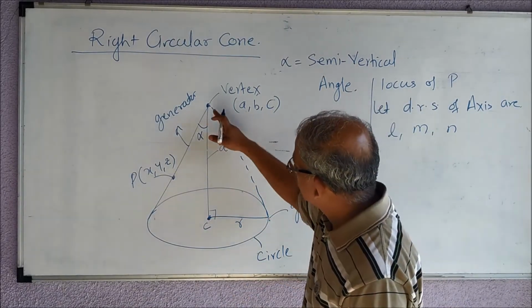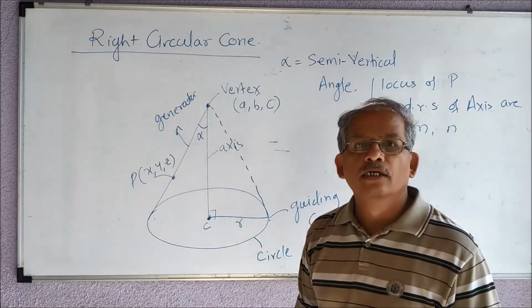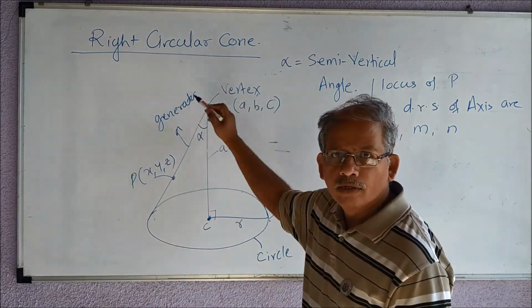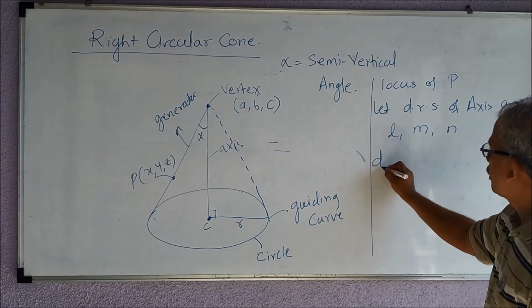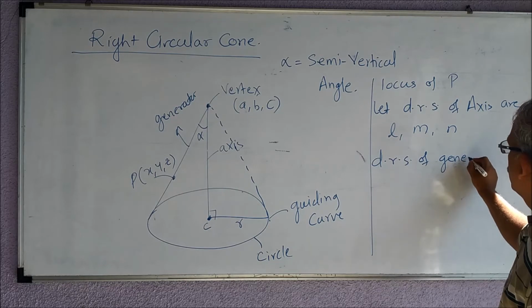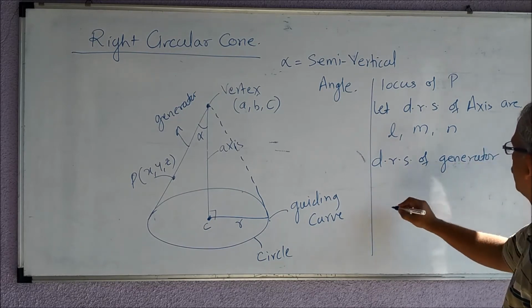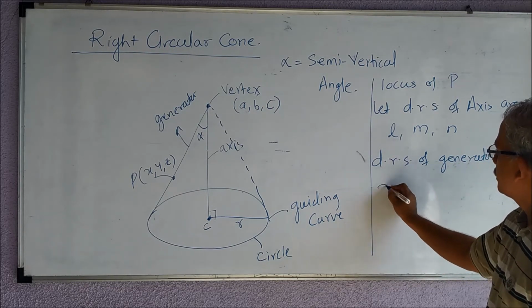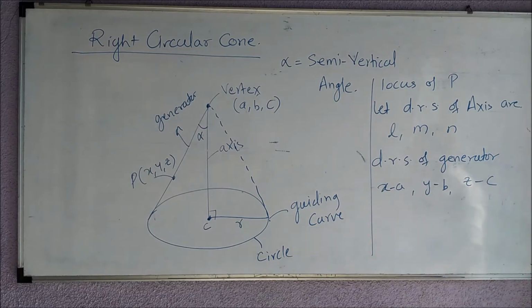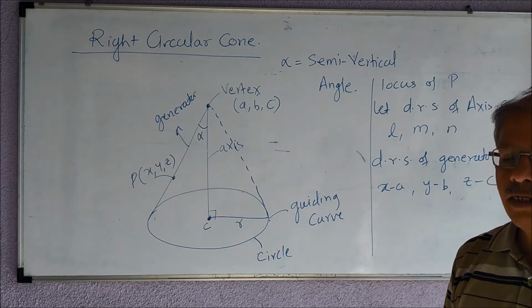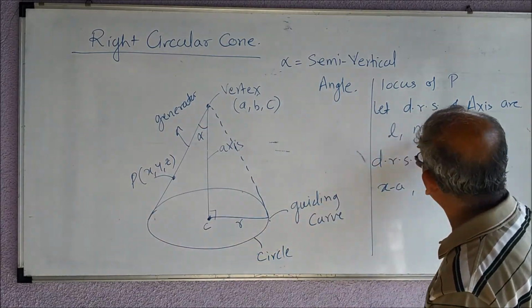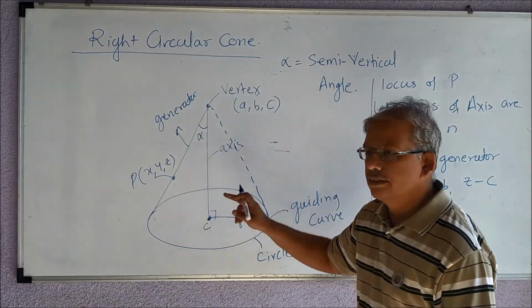Now can you find out the DRs of the generator? Yes, the generator is passing through two points, P and the vertex. So the DRs of the generator are x minus a, y minus b, z minus c. So these are the DRs of the generator, and l, m, n are the DRs of the axis.